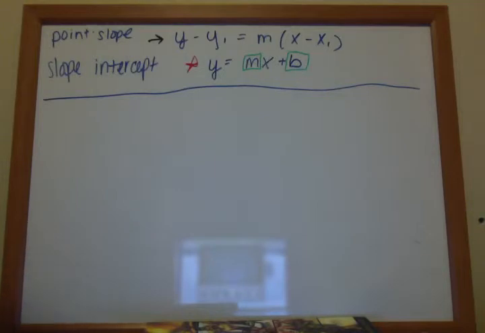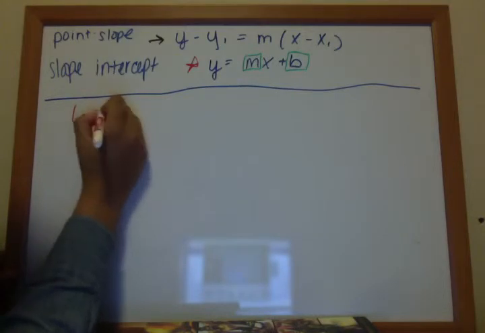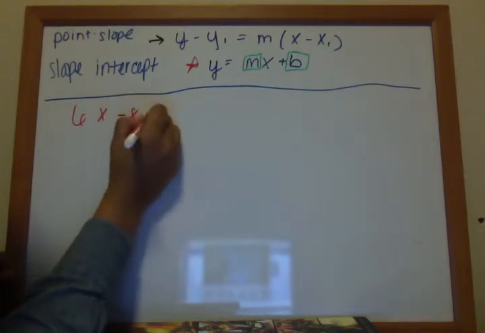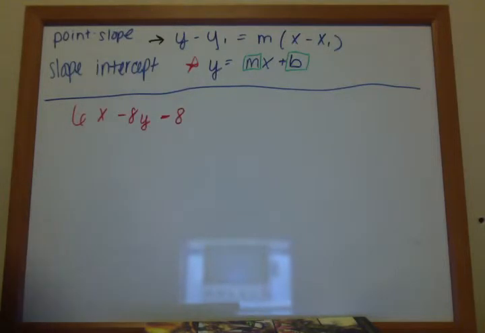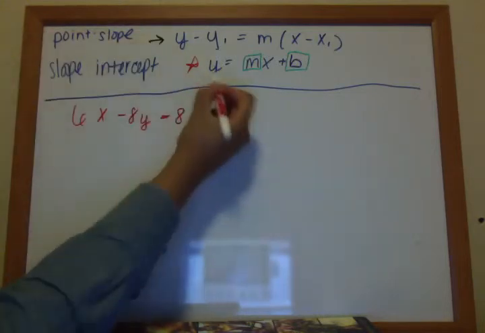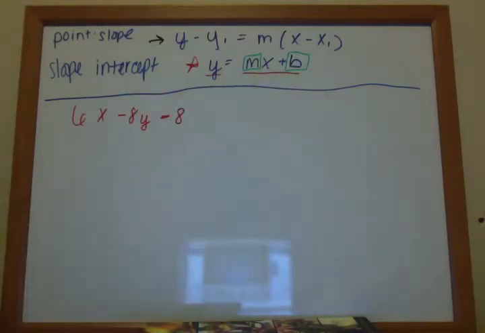This is for 36 and 37. Okay. The direction says find the slope and y-intercept. So essentially, we have an equation that looks like this: 6x minus 8y equals 8. Okay? And looking at these forms right here, to find the slope and the y-intercept, we need to get it to look like this.